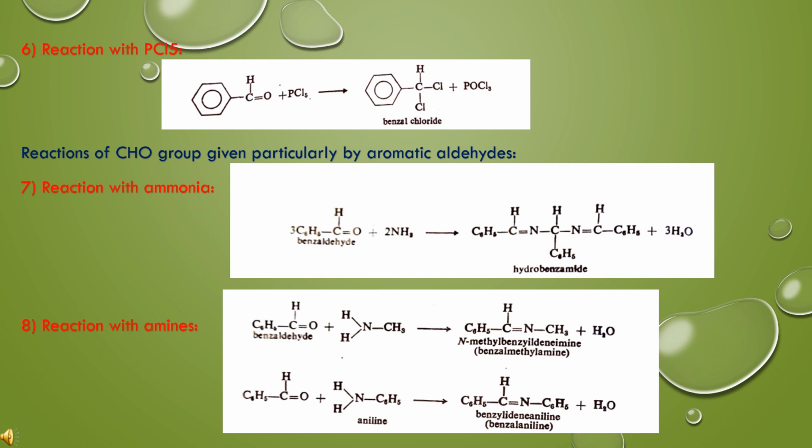So another reaction is also with aniline. The aniline also undergoes the same reaction. The water molecule is removed. The remaining NC6H5 is attached to that C double bond O group. We get the benzylidene aniline. Water leaves as a byproduct.